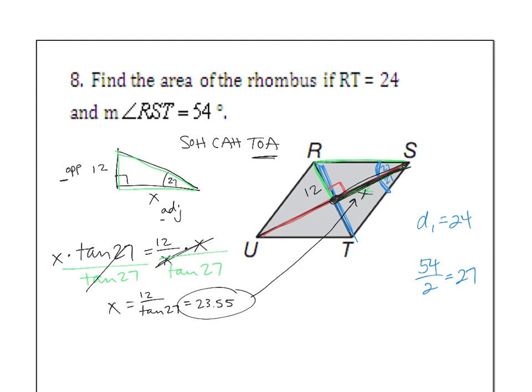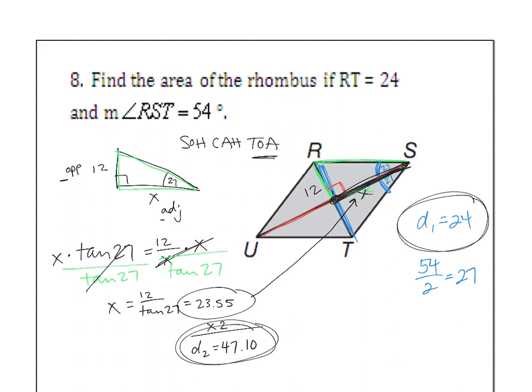So to get our second diagonal, we're going to have to double that. We're going to have to multiply by 2. And so our second diagonal is going to be 47.10. All right, we've got our first diagonal, we've got our second diagonal. We can now find the area of the rhombus. It's diagonal 1 times diagonal 2 divided by 2. So it's going to be 24 times 47.10 divided by 2. Answer should be 565.2 units squared.